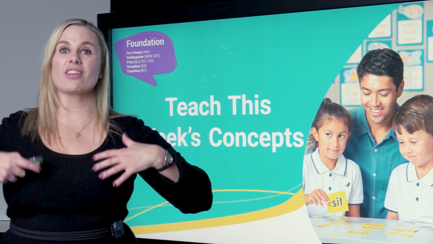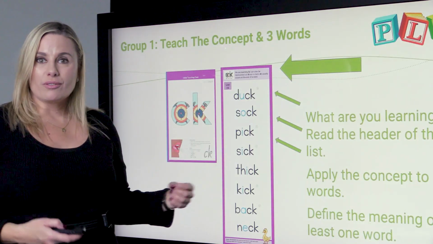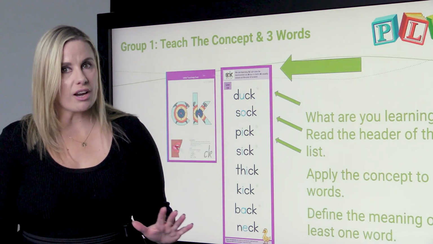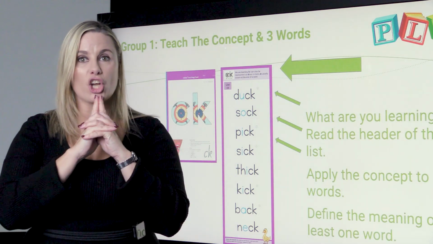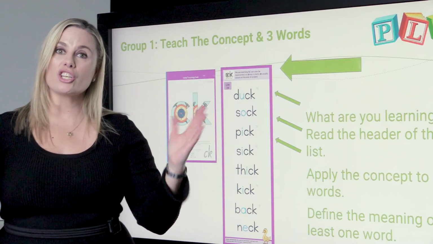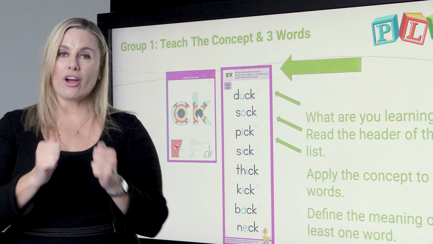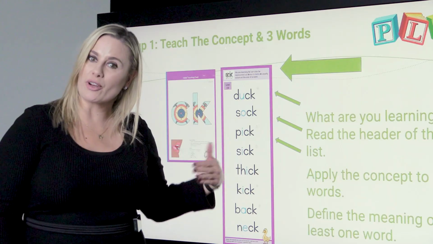Now we're moving to teaching this week's phonic concepts. Group 1. This week you're learning a new digraph sound. You are learning when 2 letters go together to make the digraph sound K. So when C and K go together, they say the sound K. Yesterday we applied that to our first 3 words. Now let's apply it to our next 3 words.